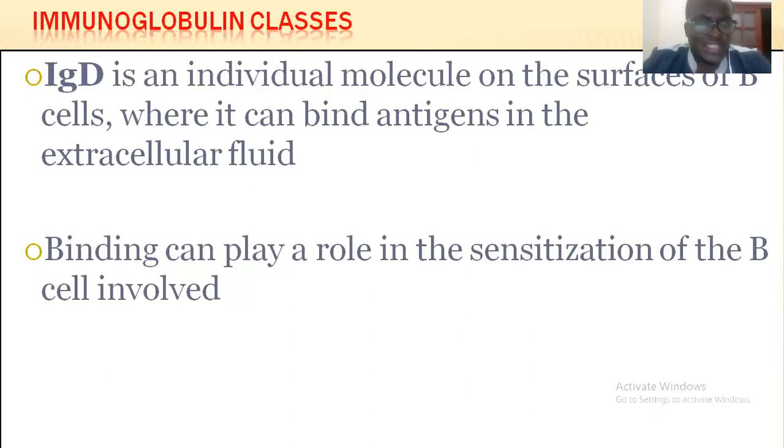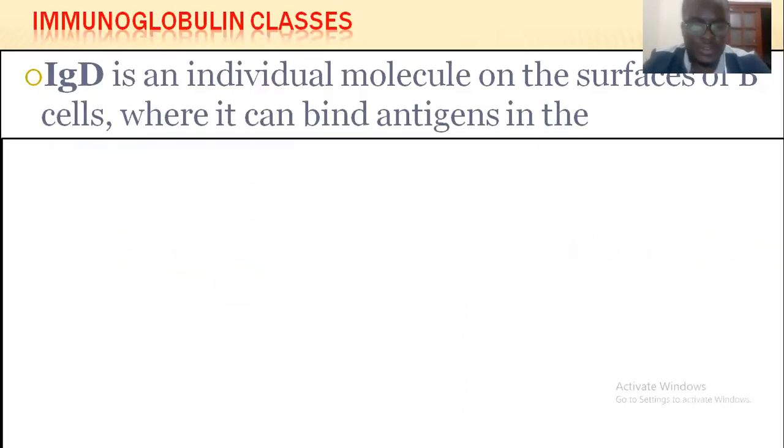So like I said, IgD is an individual molecule on the surface of B cells where it can bind antigens in the extracellular fluid. So it's able to bind to the antigens. Binding can play a role in the sensitization of B cells. So sensitization or activation of B cells: the binding of these antigens to the B cell can activate or sensitize the B cells.